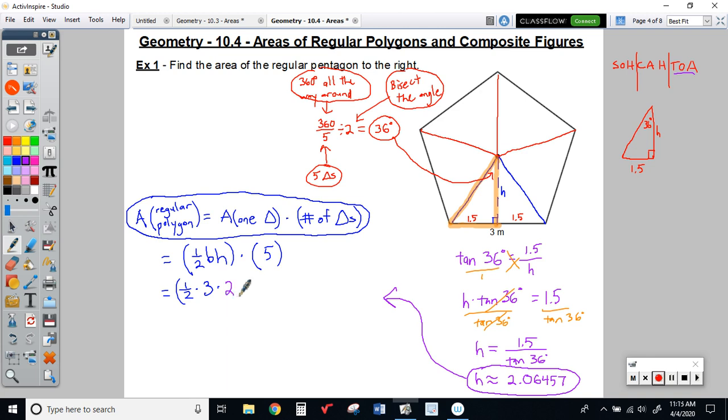So I'll use purple to do that since I'm taking that purple value. So 2.06457. And then from there, everything else is the same, so times 5. Notice this is all one big string of multiplication. So at this point, take your calculator, plug it in.